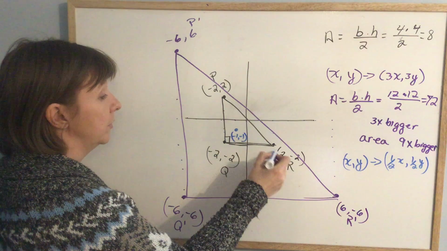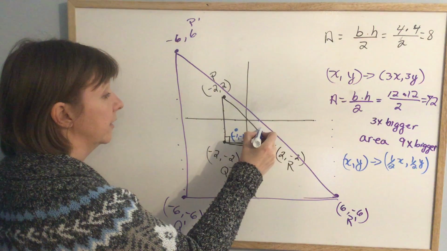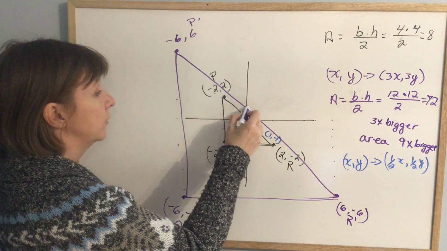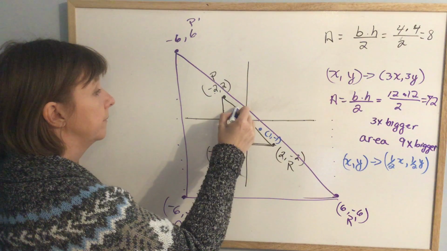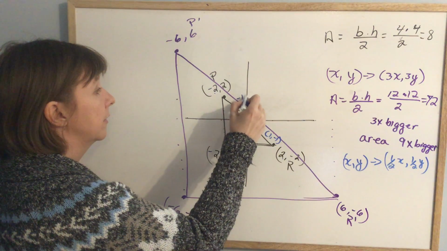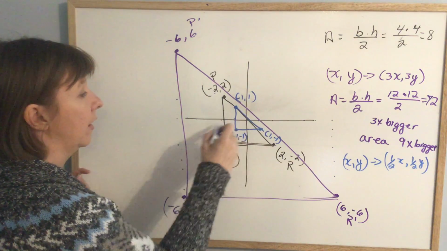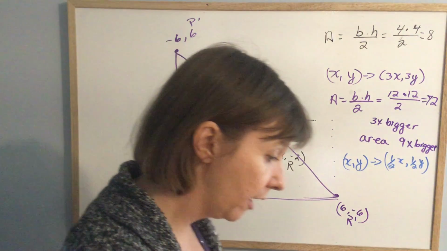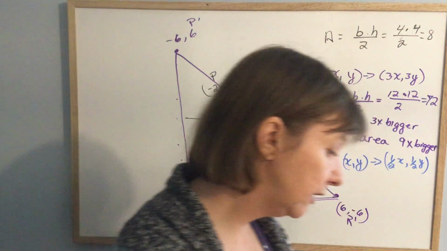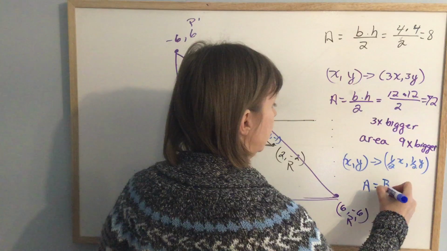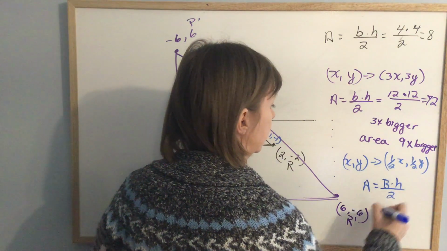This is going to be 1 and negative 1. And this is going to be negative 1 and 1. So that triangle is half the size of the black one. So again, it says calculate the area. So area is base times height divided by 2.